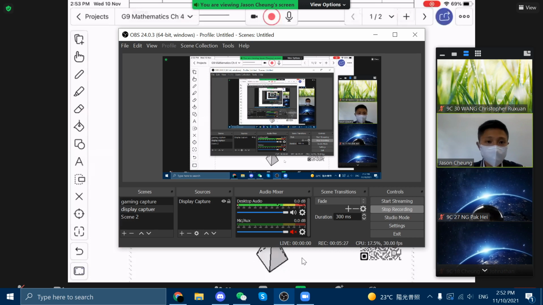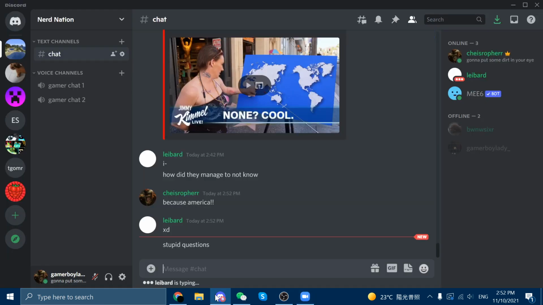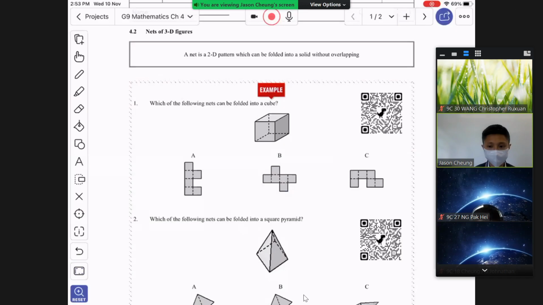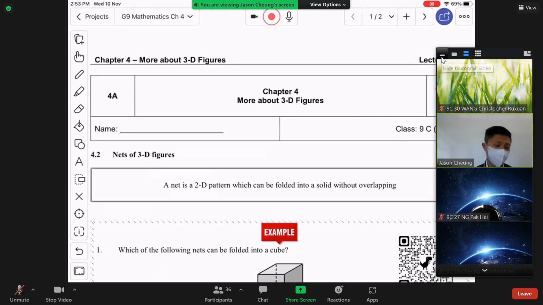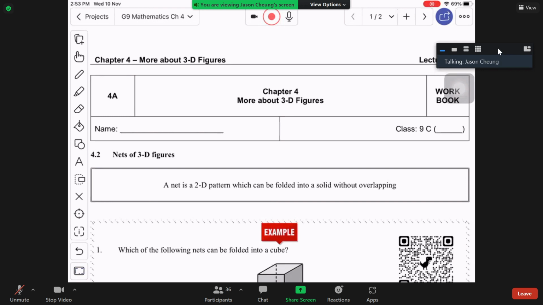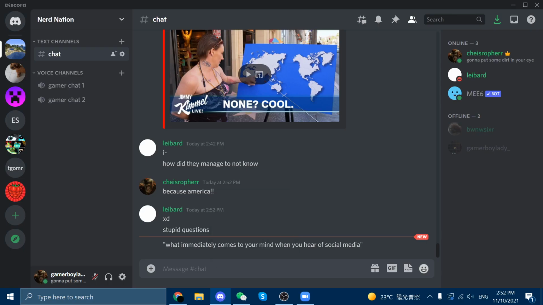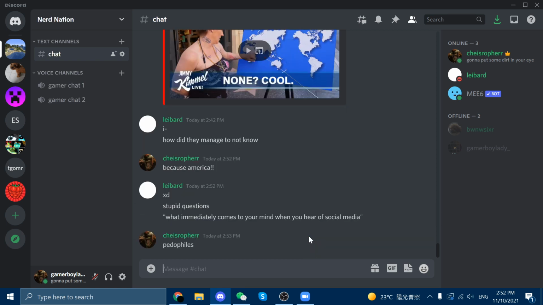Okay, first of all, in chapter 4 here, we are going to learn 3D figures. All right. So here, more about 3D figures. If you still remember, we have learned some 3D figures in grade 7. And then in grade 9 today, we are going to learn some extra things about the 3D figures.